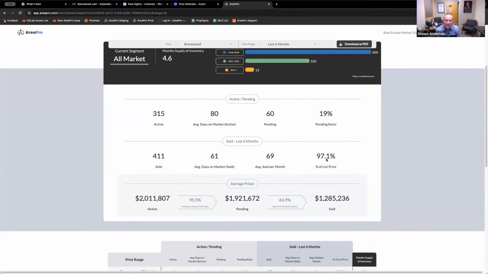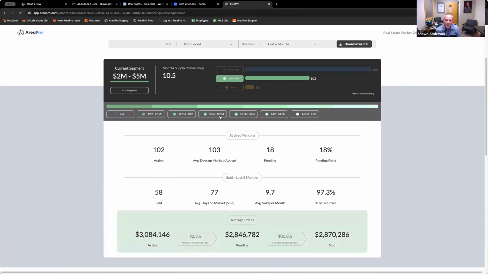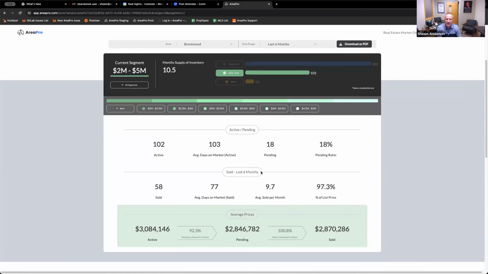And so as I click these numbers right here, sorry, I'm scrolling too fast. If I click this number right here, it's going to update this grid to that segment. And so right now we're looking at a 10.5 month supply between 2 and 5 million in Brentwood. And that includes all of these brackets. We call these larger chunk segments, and then the brackets are inside there. And then I can drill even further clicking that. And as I'm clicking there, it's refreshing these numbers. So I can start with the client at the highest level and then take them all the way down to their price point.